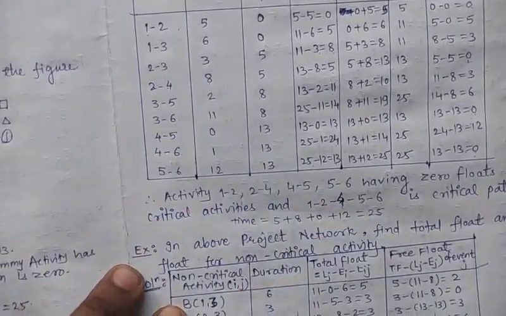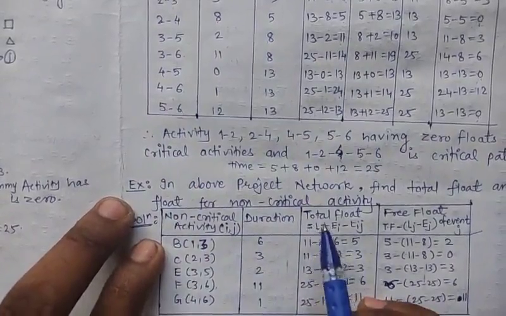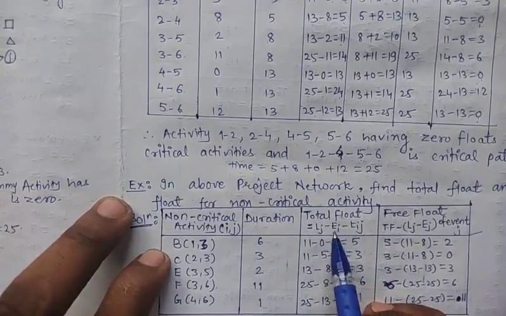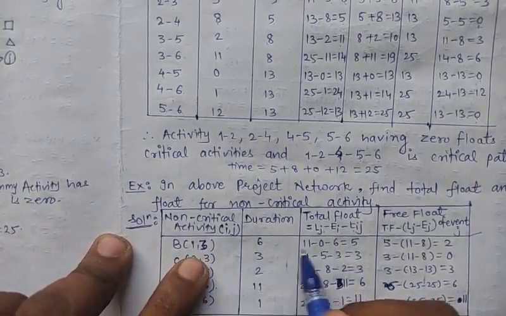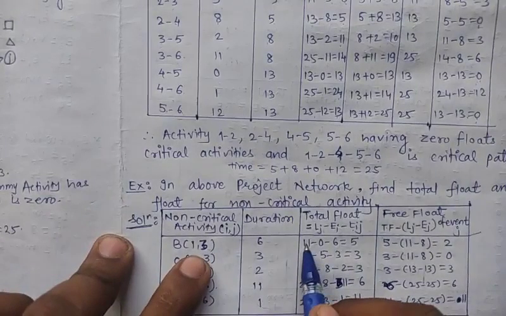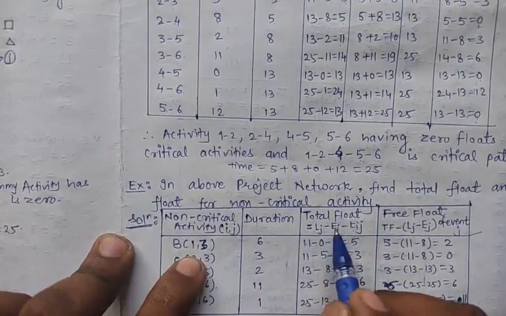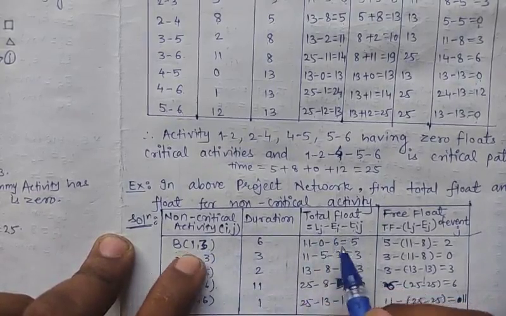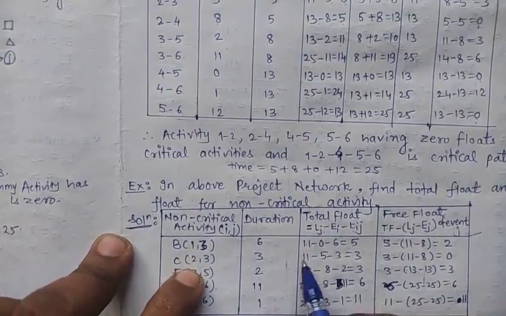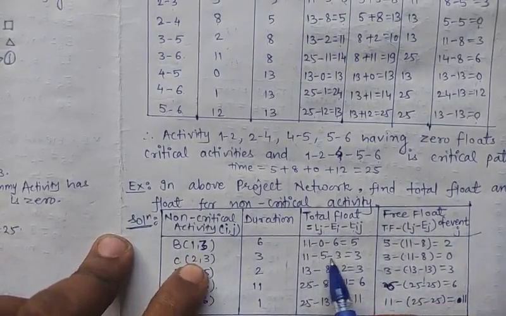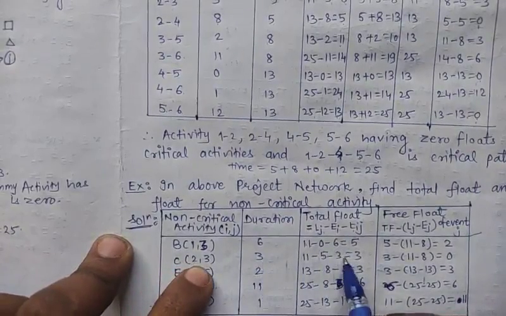Now, its duration is given, so write down the duration. To find its total float, we use the formula Lj minus Ei minus Tij, where i is the ith event and j is the jth event. So here L3 has value 11, minus E1, which is 0, minus T13, the time duration 6, which is equal to 5. Again L3 has value 11, minus E2, which is 5, minus the time duration 3, which is equal to 3.